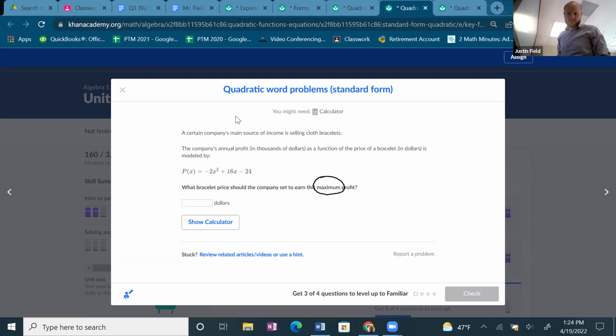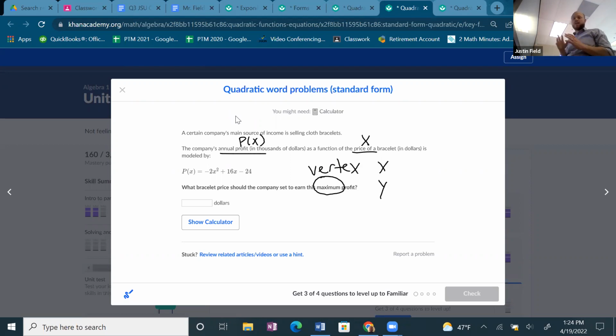Did you see that word? And that word told me we're looking for the vertex. But then the question is, do we want the x coordinate of the vertex or the y coordinate of the vertex? Well, let's look. The x represents what? We have the profit and the price. The profit is a function of the price. That means that the price is x and the profit is p of x. So you want to pay attention to that wording.